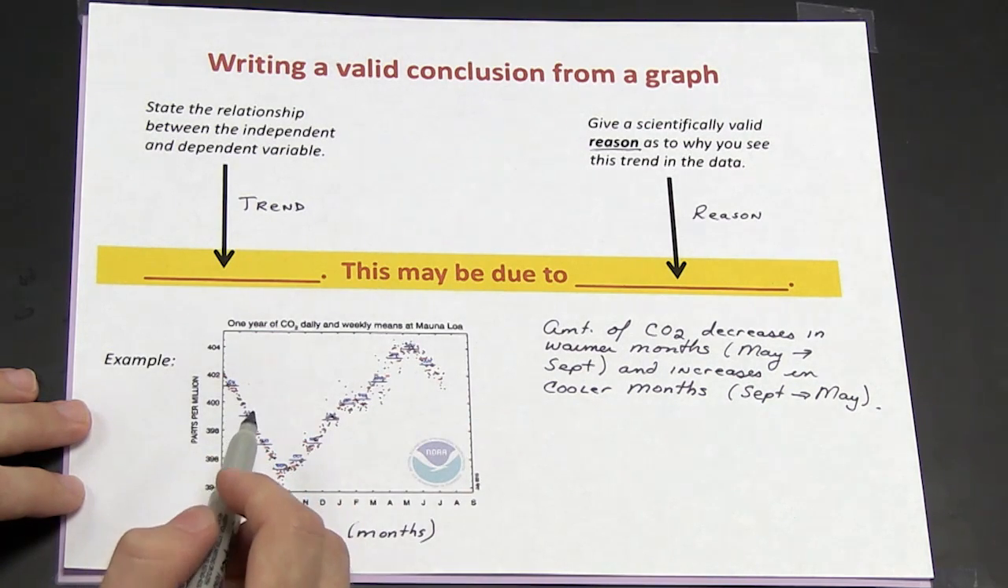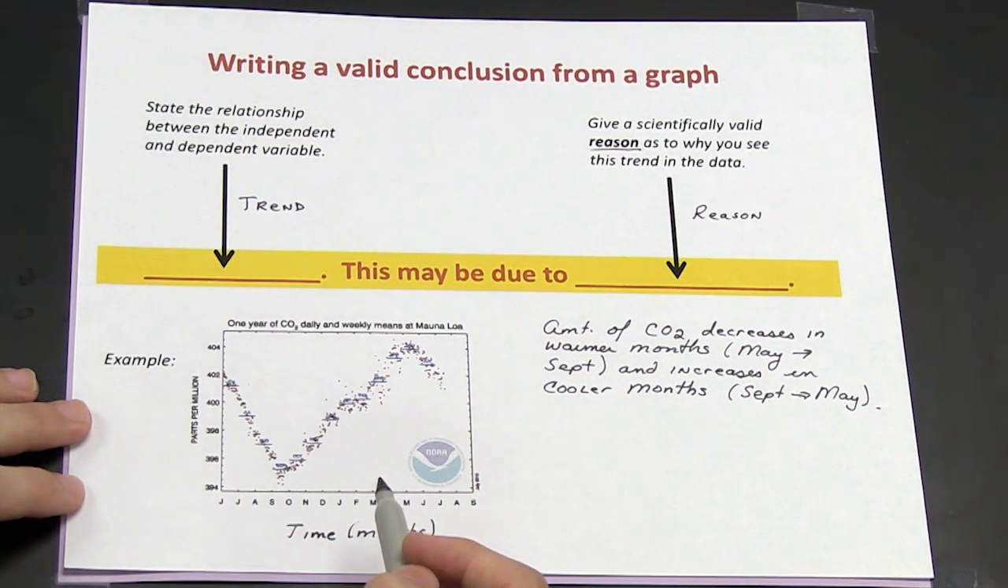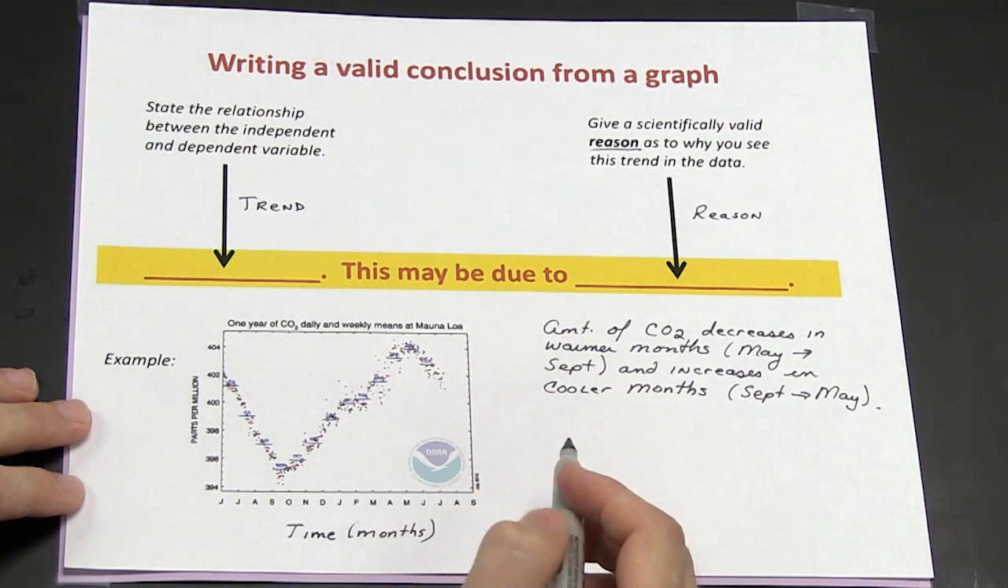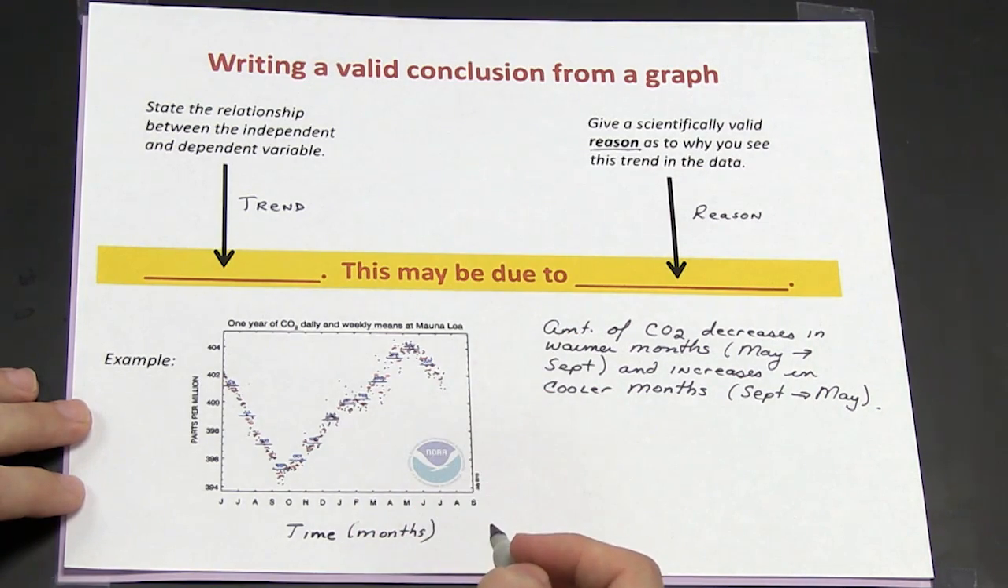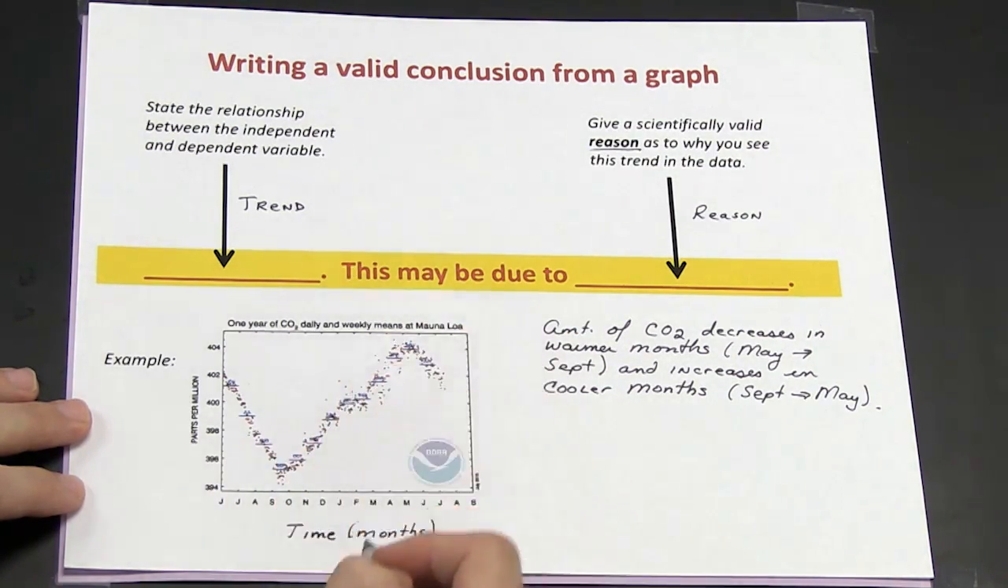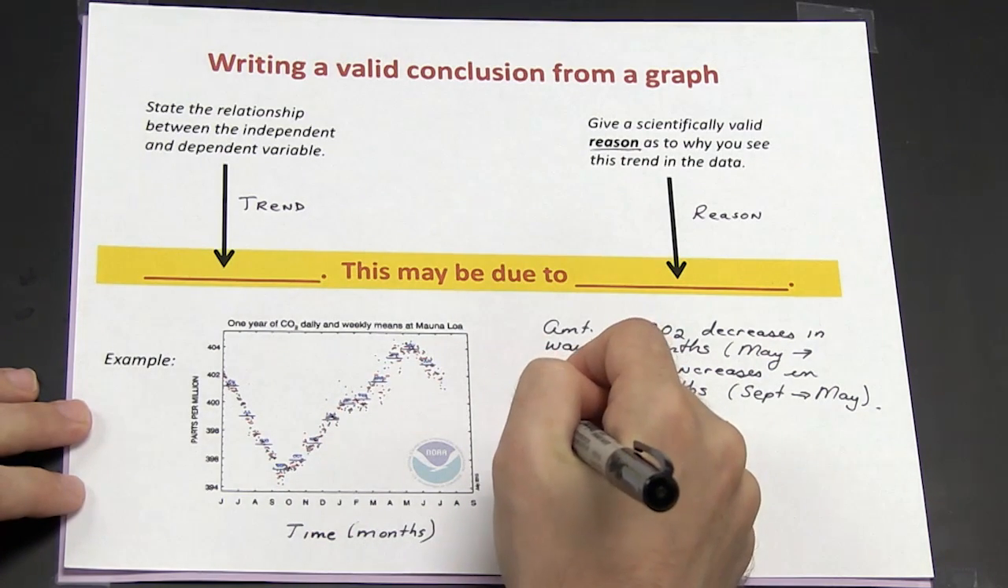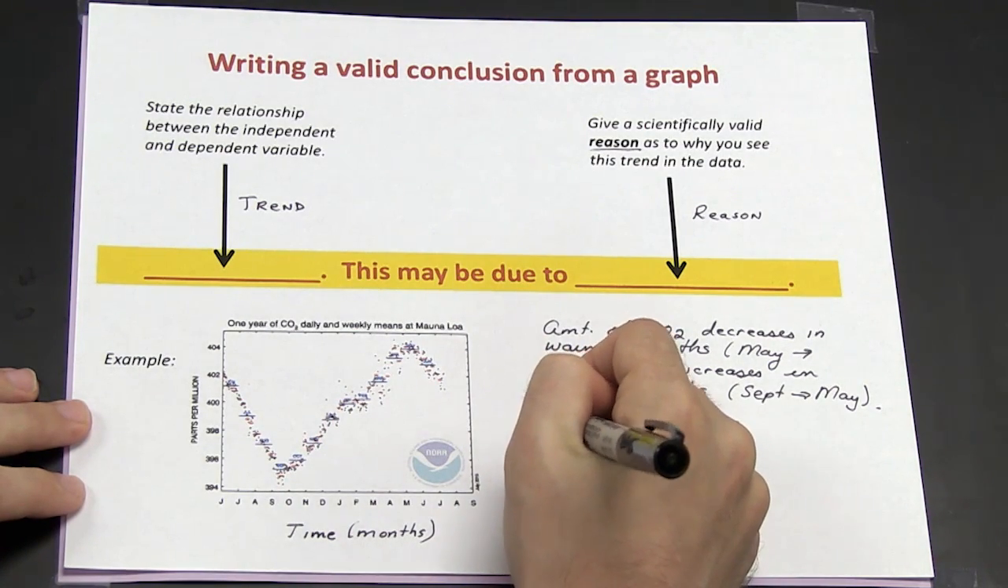That is just telling the reader what the trend in the data is. That doesn't explain why we see that trend. So for my second sentence, I need to give a valid reason why I see this phenomenon. So I can write my second sentence as the following.